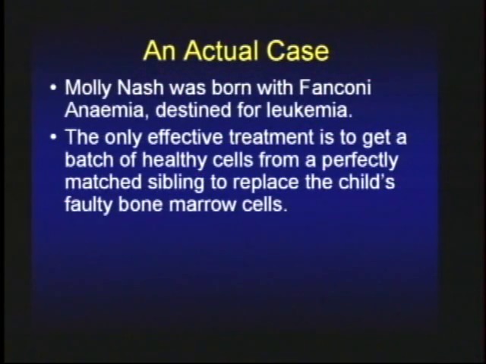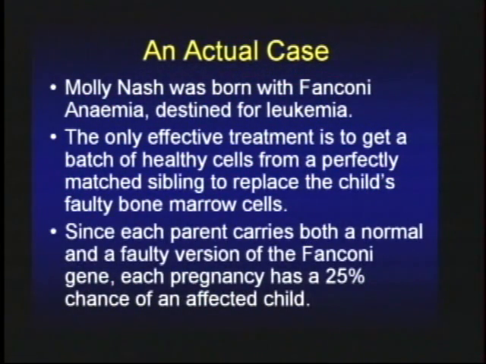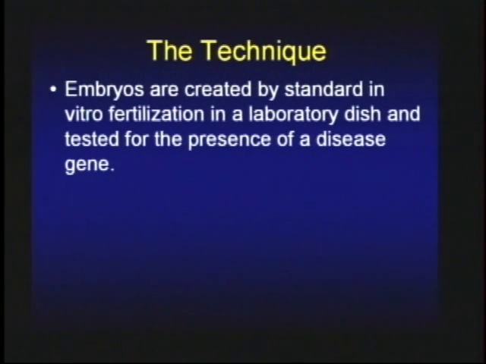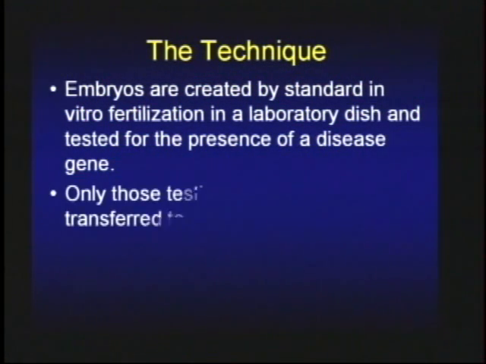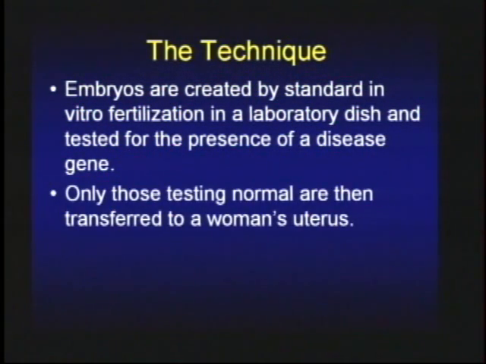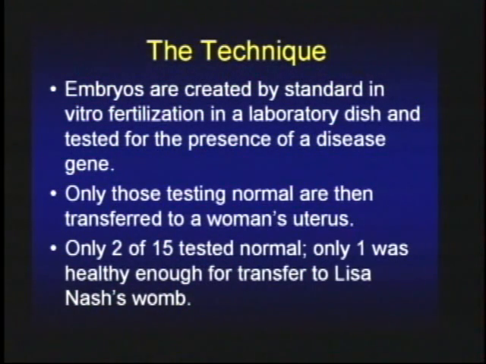Molly Nash was born with Fanconi anemia, destined for leukemia. The only effective treatment known is to get a batch of healthy cells from a perfectly matched sibling to replace the child's faulty bone marrow cells. And since each parent carries both a normal and a faulty version of the Fanconi gene, each pregnancy has a 25% chance of having an affected child subsequently. So what did they do? They created embryos by standard in vitro fertilization in a laboratory dish, tested for the presence of the disease gene. Only those testing normal are then transferred to a woman's uterus. Only 2 of 15 tested were normal, and only 1 of those 2 was healthy enough for transfer to Lisa Nash's womb, which they did.